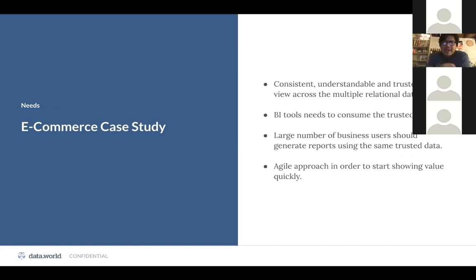And the thing is that everything was being bottlenecked by a small number of folks. So they really needed to expand the user base of the data. And they needed to do this in an agile approach. They were not going to spend another 6 months or a year to do things.